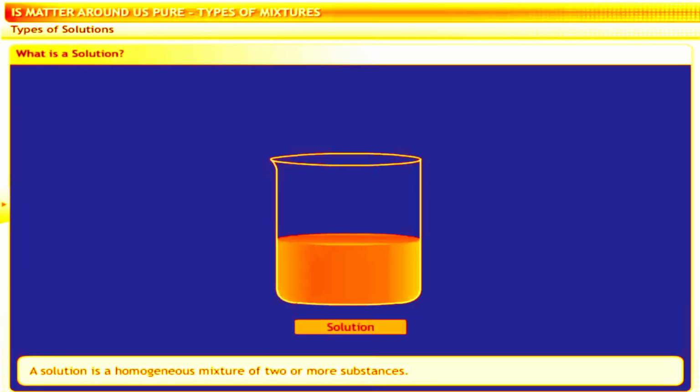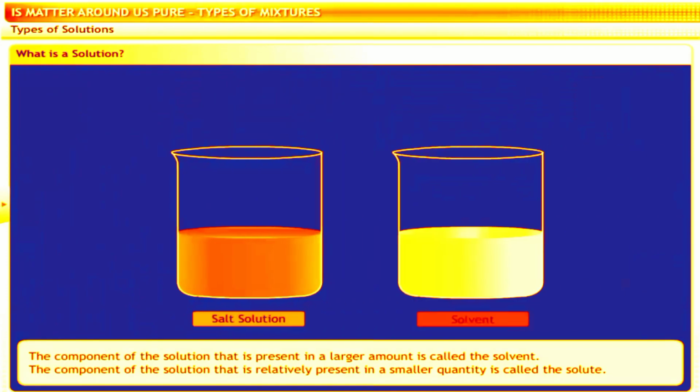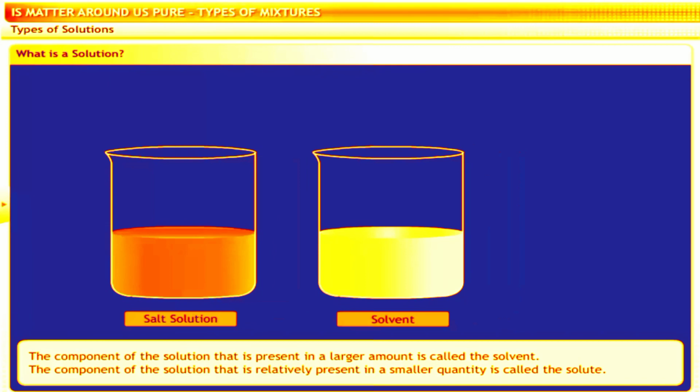A solution is a homogeneous mixture of 2 or more substances, which means that the density, viscosity, and other physical properties are the same in any part of the solution. For example, a salt solution tastes the same throughout. A solution has a solvent and a solute as its components. A component of the solution that is present in a larger amount is called a solvent. A component of the solution that is relatively present in a smaller quantity is called the solute.